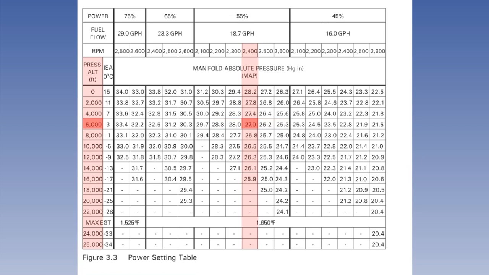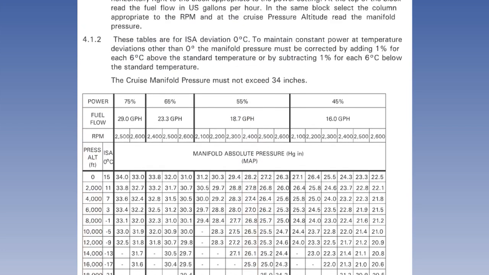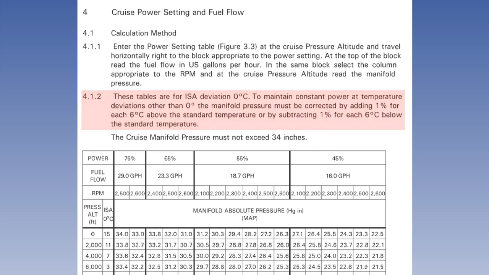Since these tables are for standard pressures, it is necessary to correct the manifold pressures for non-standard temperatures. Paragraph 4.1.2 states that to maintain constant power, the manifold pressure must be corrected by adding 1% for each 6 degrees above standard and subtracting 1% for each 6 degrees below standard. When you are ready to proceed, turn to Figure 3.4.